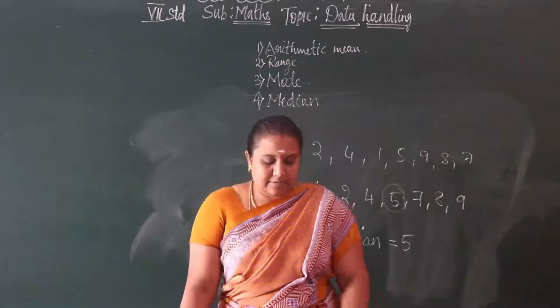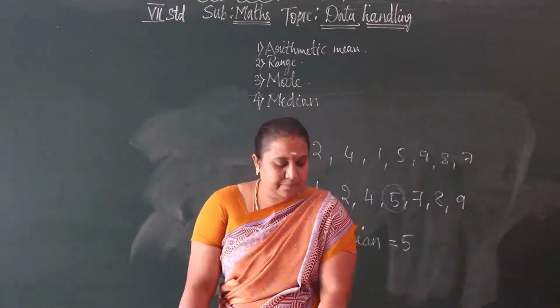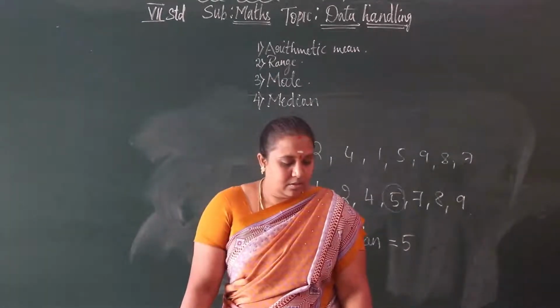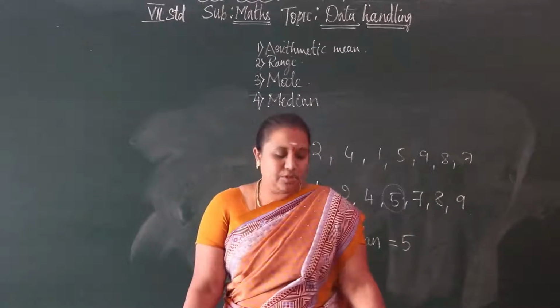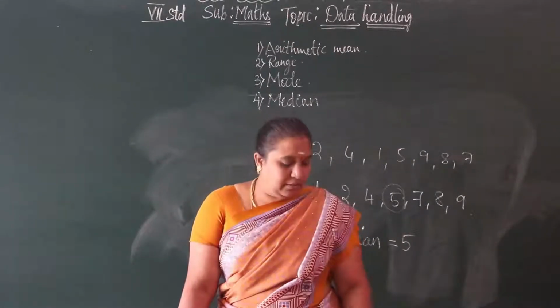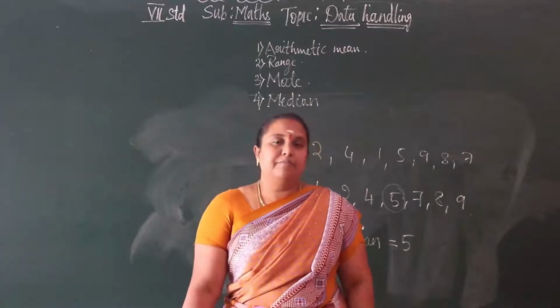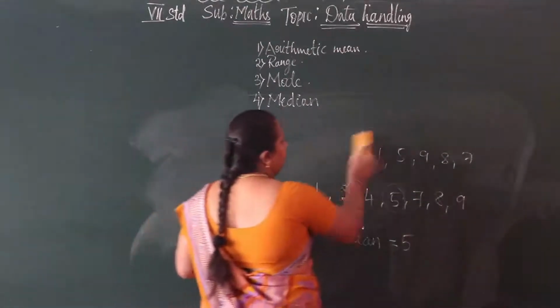Example 7 is given to you in your textbook, page number 68. You have example 7, that is, find the median of the given data. Let us see what data is given to you.